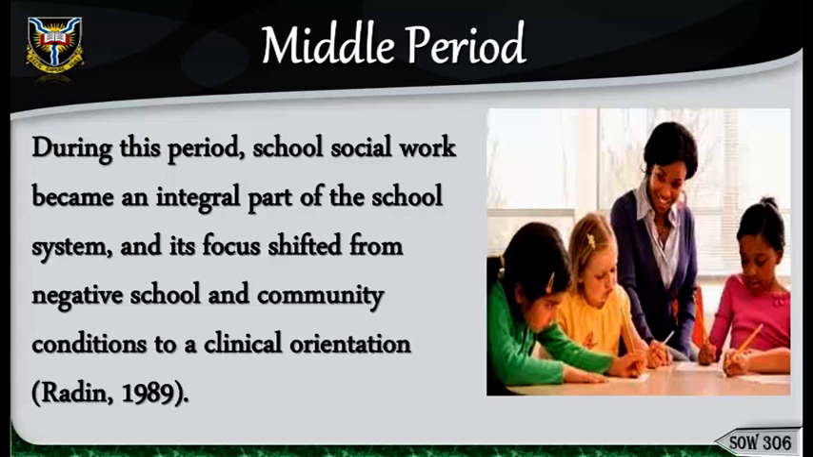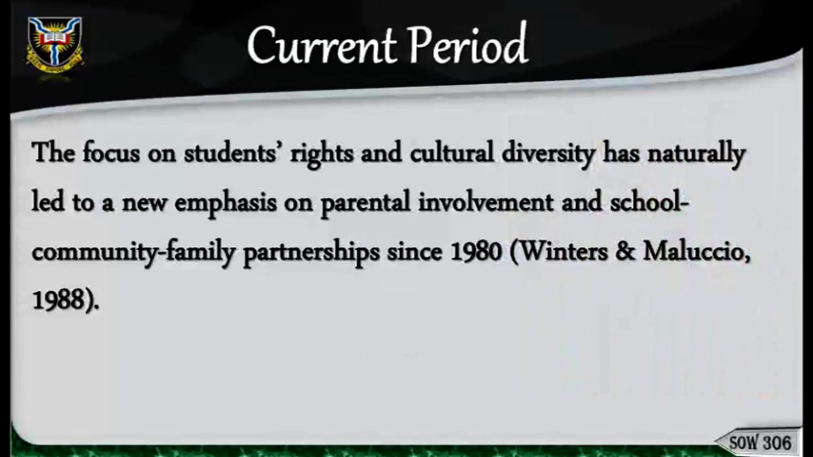Reading, 1989, states that the further development of systems theory and the ecological perspective in the 1970s helped increase attention to the complex problems of schools and communities, including racism and students' rights. Current period. The focus on students' rights and cultural diversity has naturally led to a new emphasis on parental involvement and school community family partnerships since 1980.